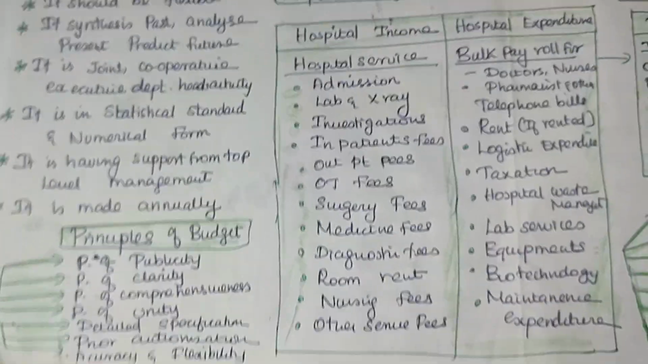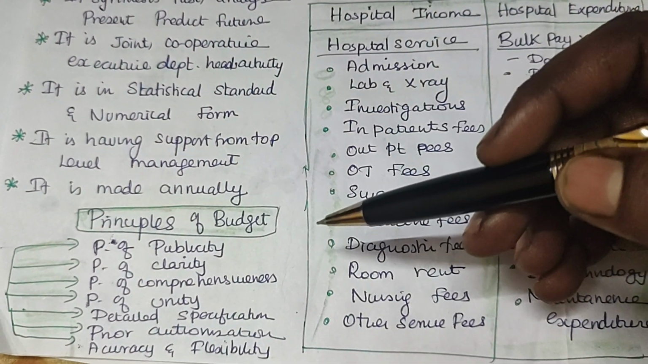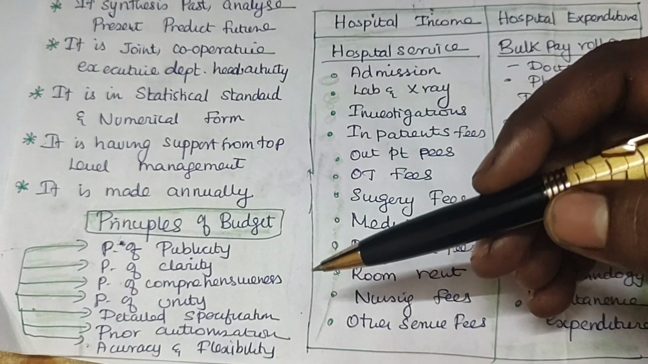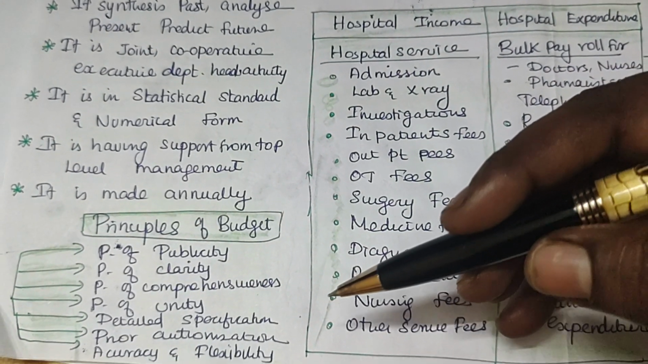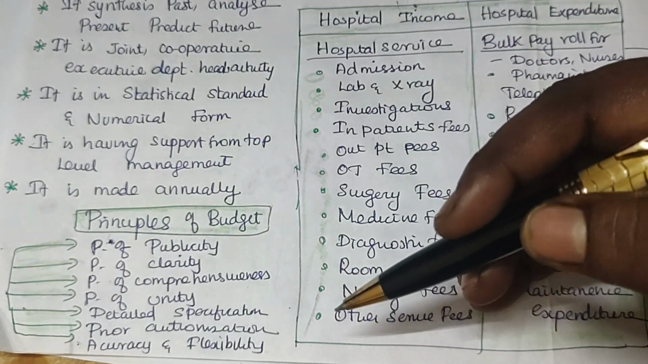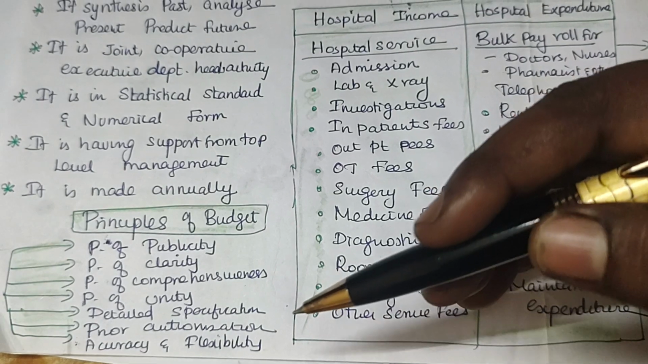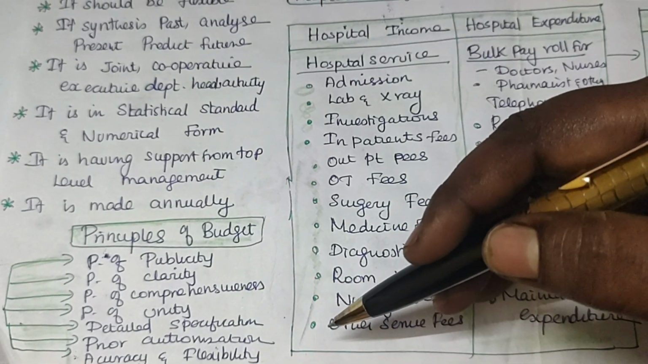What are the principles you have to follow? The budget should follow the principles of publicity, clarity, comprehensiveness, unity, detailed specification and prior authorization, and then the principles of accuracy and flexibility, which is a very important principle.